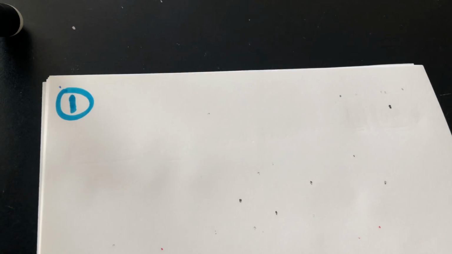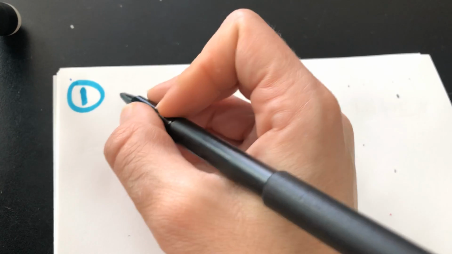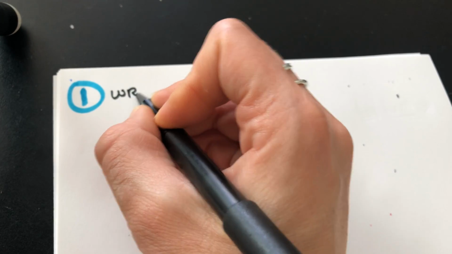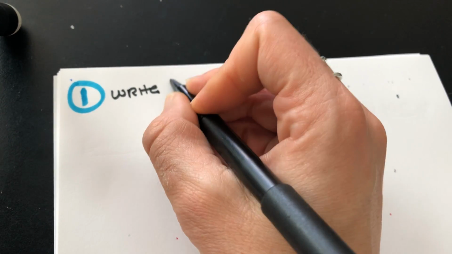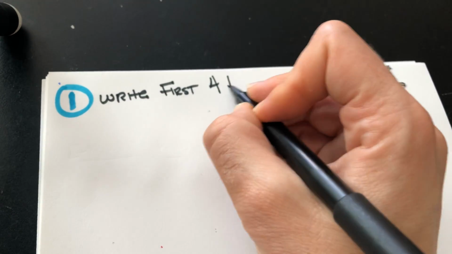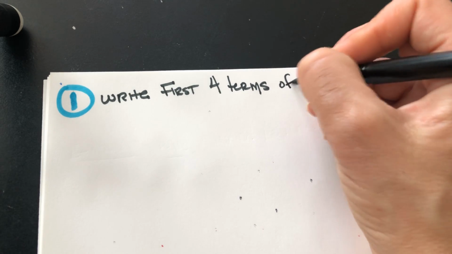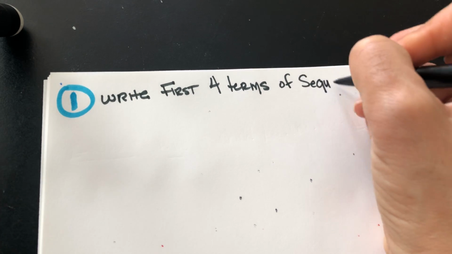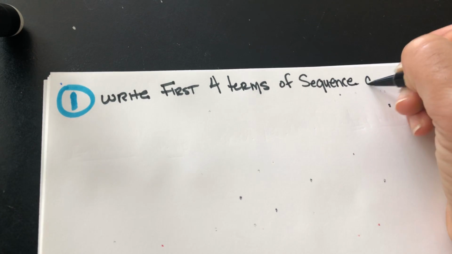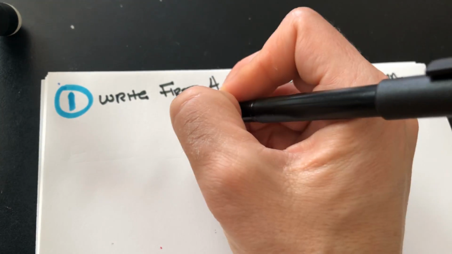All right, so first type of question I could ask you from the recursive rule. Here's your question. Let's write this down. So the question can say, write the first 4, very basic one, let's do very basic, first terms of your sequence given. Okay, so just write this down.